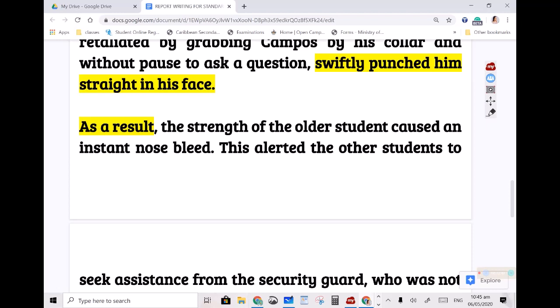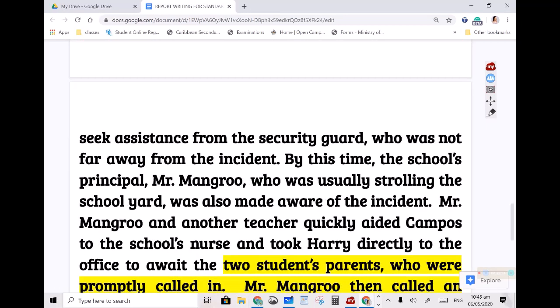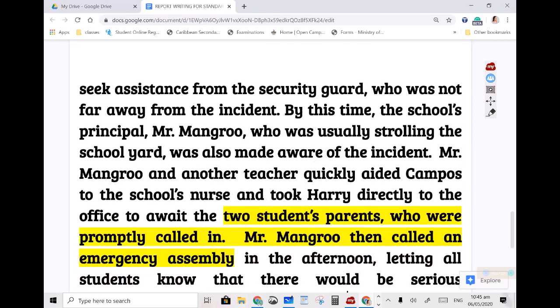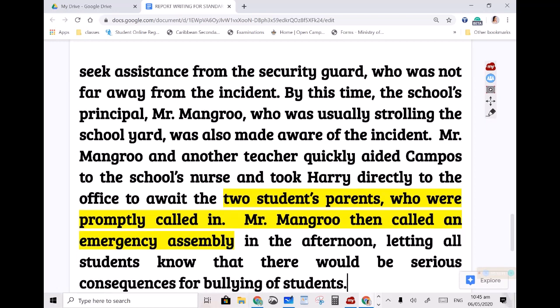As a result, the strength of the older student caused an instant nosebleed. This alerted the other students to seek assistance from the security guard, who was not far away from the incident. By this time, the school's principal, Mr. Mangru, who was usually strolling the schoolyard, was also made aware of the incident.